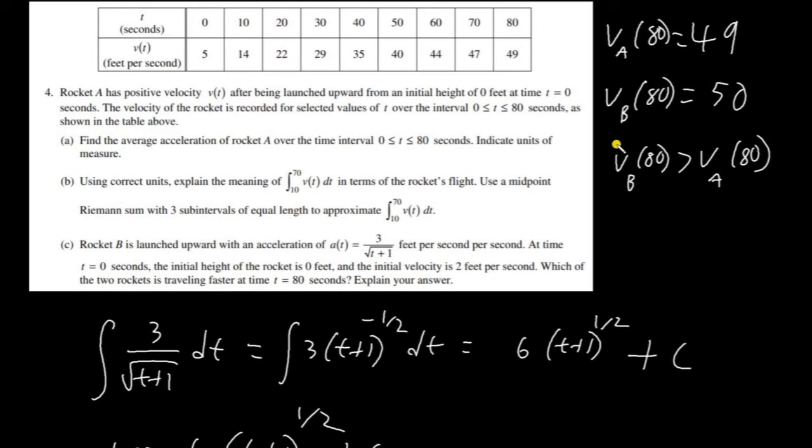Okay, and then for parts A and B, you get 1 point for both of them combined if you used correct units. So that would be feet per second squared in part A, and then feet in part B.